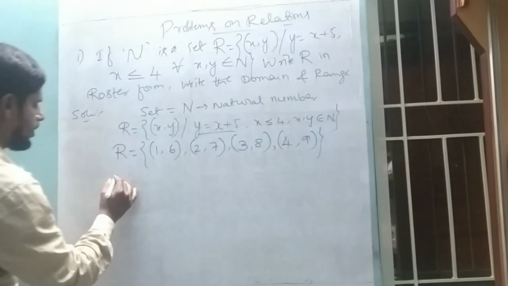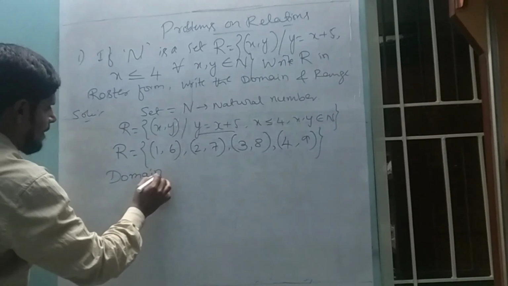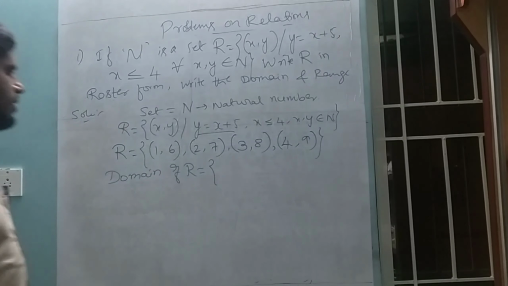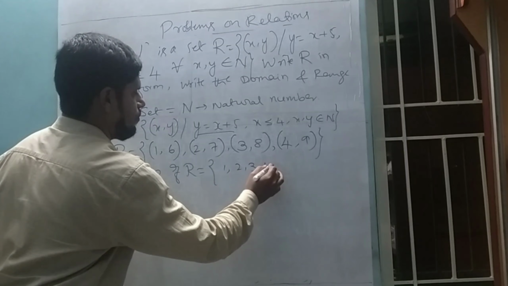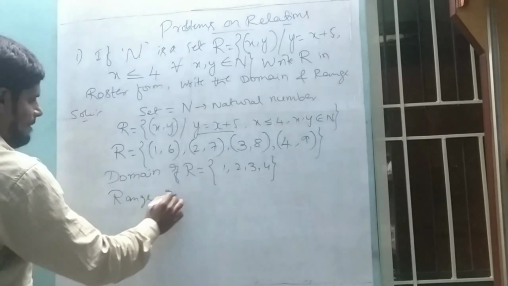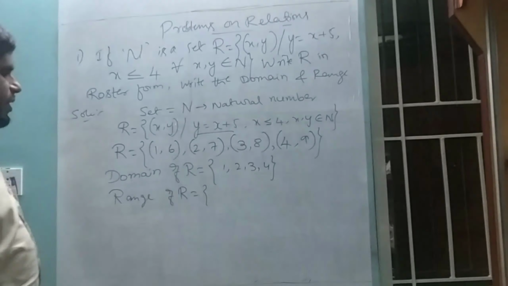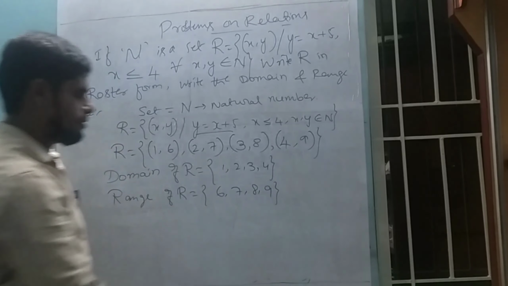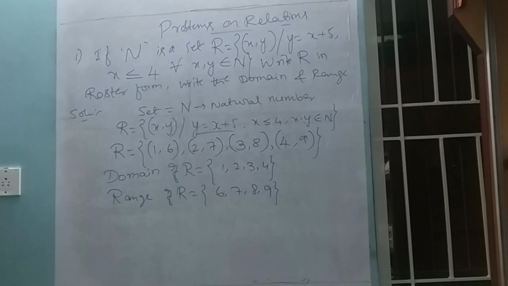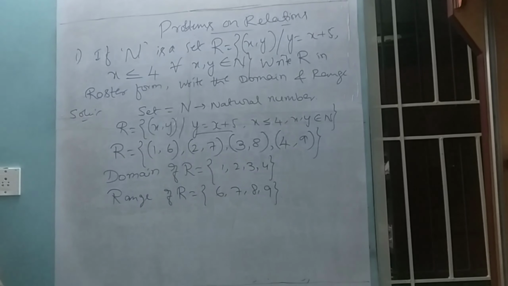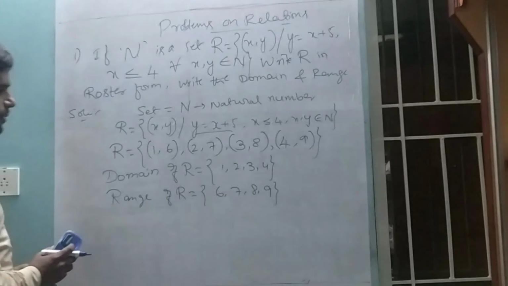With the help of this, I should write the domain. Domain of R is equal to the first elements: 1, 2, 3, 4, and the range of R, the second elements: 6, 7, 8, 9. This is the range. So if a general concept like this is given, you can find the answers. Let us take another problem.